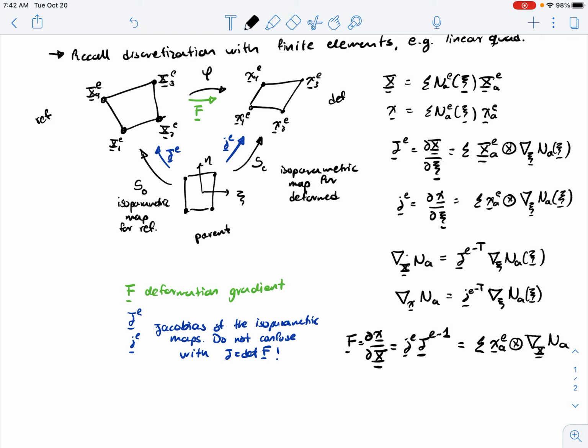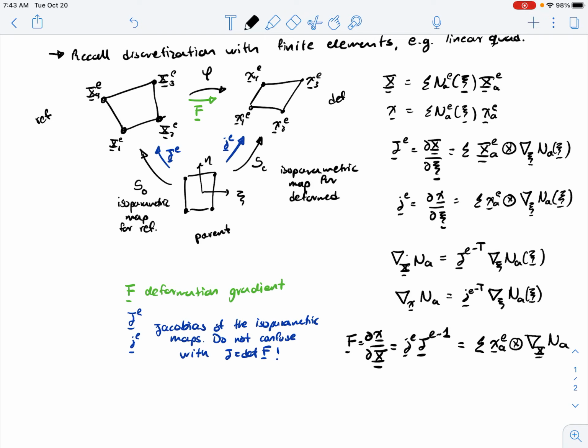The Jacobian for the other isoparametric map is similarly just the sum of, but now the deformed x's, again dyadic product with the gradient of the shape functions with respect to the xi coordinates. Having the Jacobian, you can now compute gradients with respect to either capital X or lowercase x by chain rule.